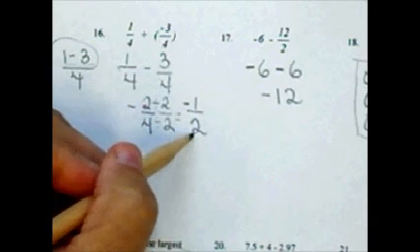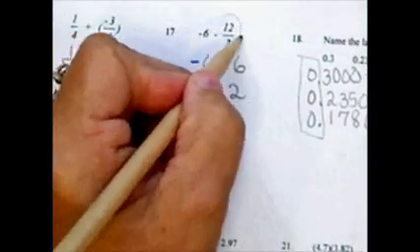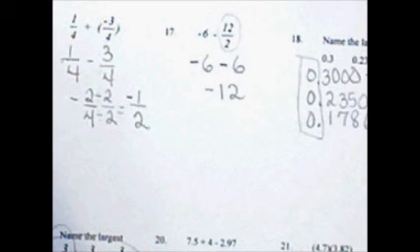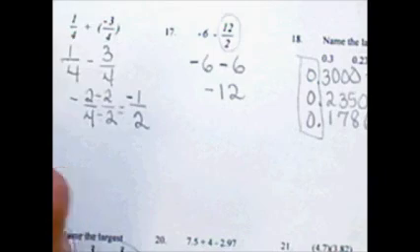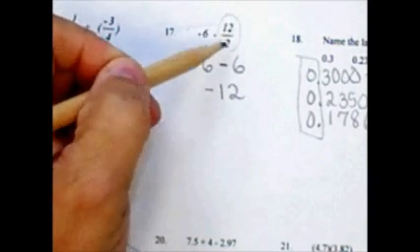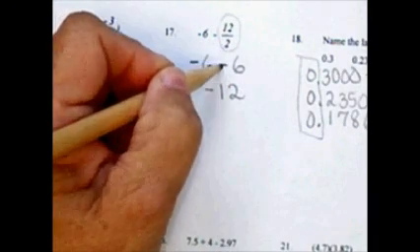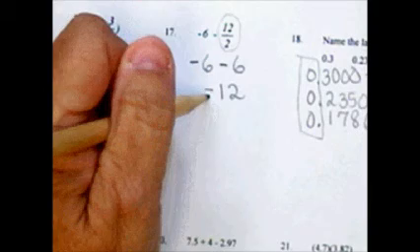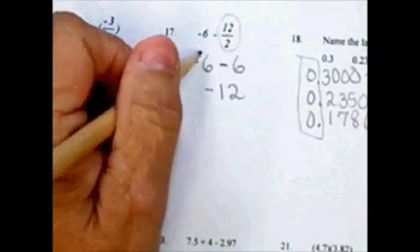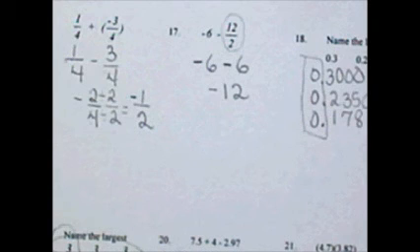Now, on the next one, I'm going to do this division first. Okay? I could have made the denominator of 2. It would have been fine. But let's go ahead and divide this because it divides evenly. 12 divided by 2 is 6. So I have negative 6, and negative 6 is negative 12. In other words, signs are the same, so I add. Now, on the next one, I'm going to write this out on paper so you see.